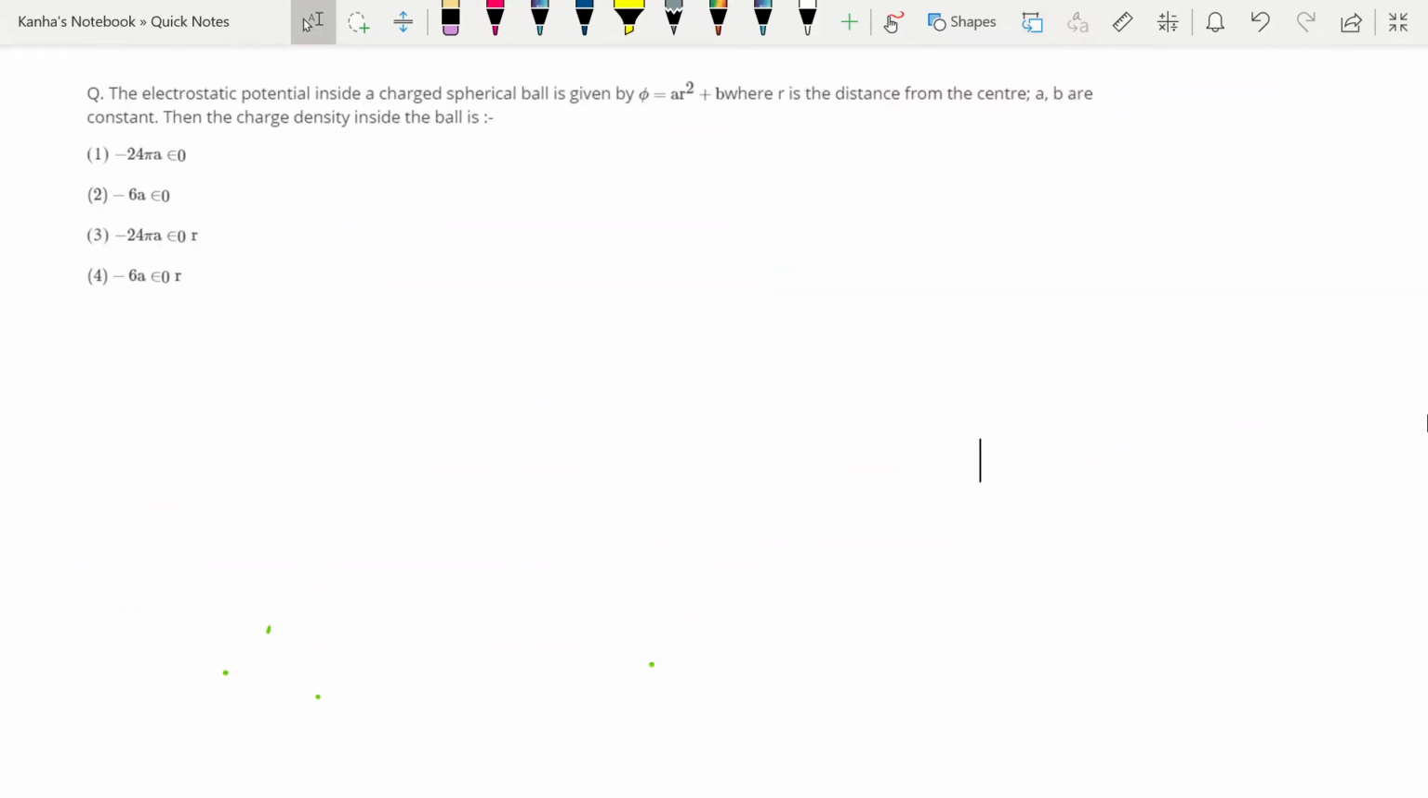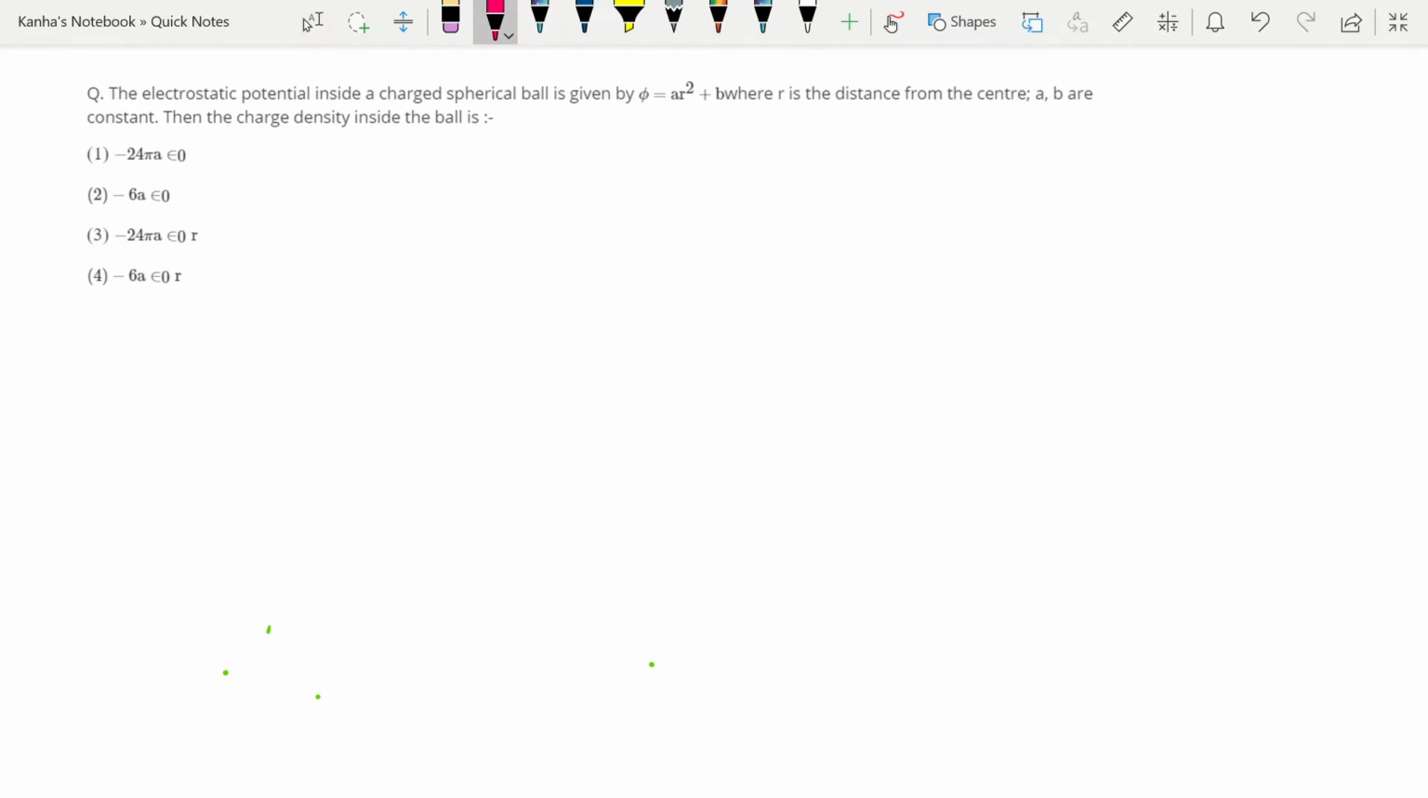Let's take a look at another question. The electrostatic potential inside a charged spherical ball is given by phi is equal to a r square plus b, where r is the distance from the center and a, b are constants. Then the charge density inside the ball is given by which of the following expressions?